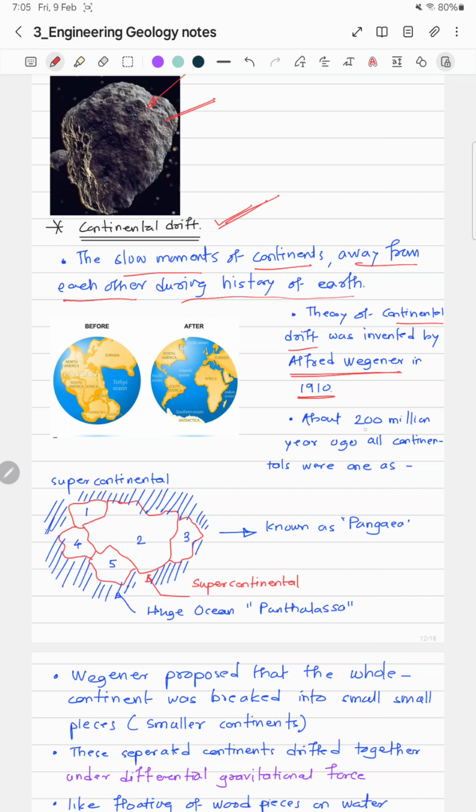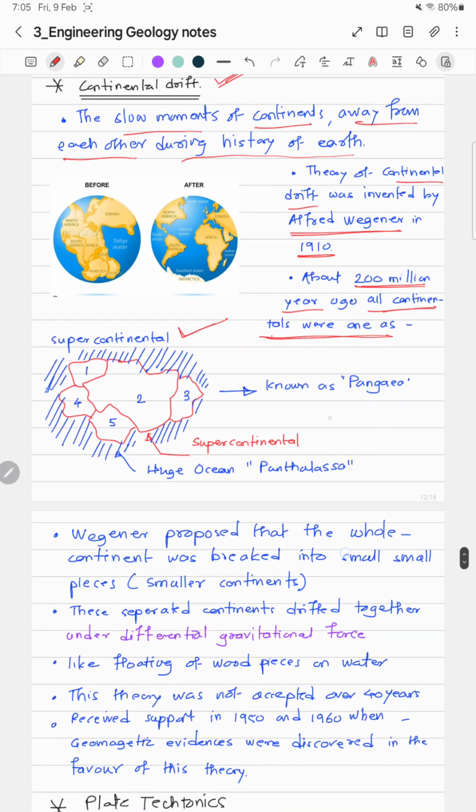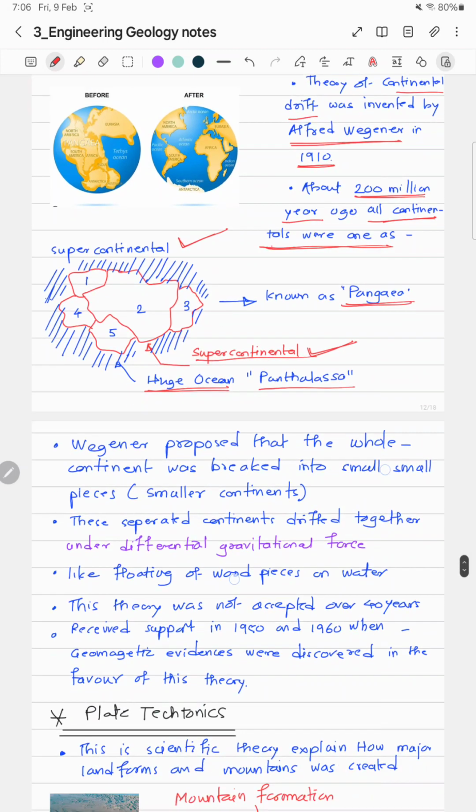He said that about 200 million years ago, the continents were one. Okay, so about 200 million years ago there was only one continent on our earth, which was called the supercontinent. Okay, and the remaining part was covered by the ocean. This part is called Panthalassa. Okay, and this one continent part is called Pangaea.